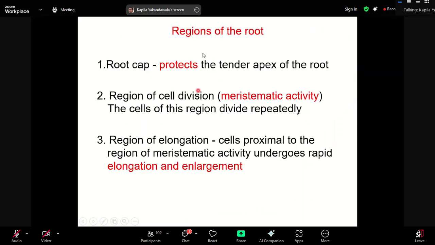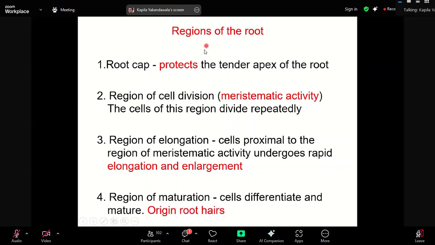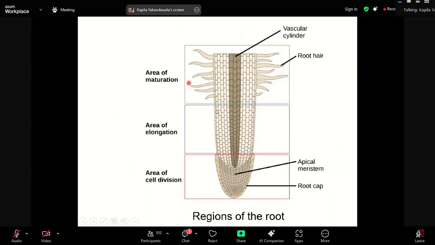So when you look at the structures of the root system, regions of the roots, this is a diagram. Outermost cover of the root is called root cap. So the root cap protect the interior, because the interior is very sensitive. Root tip interior is very sensitive because it has apical meristem, where function is cell division. Cells divide and produce large number of cells.